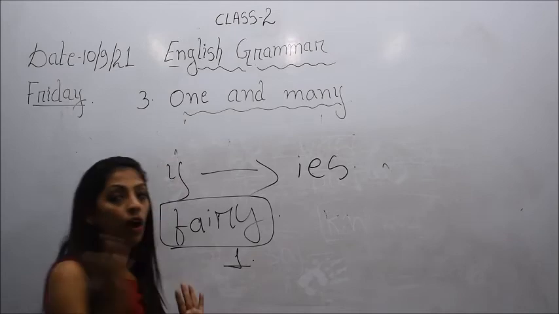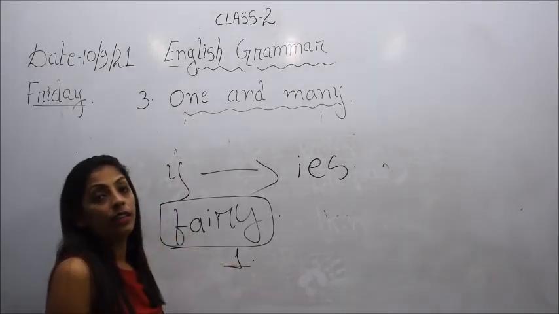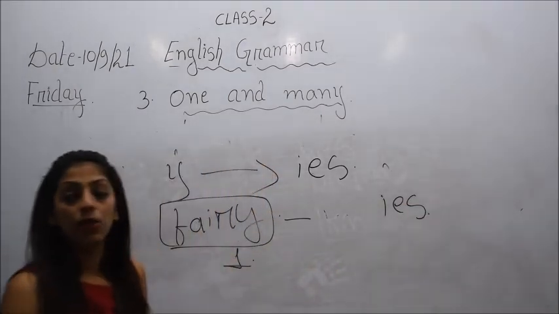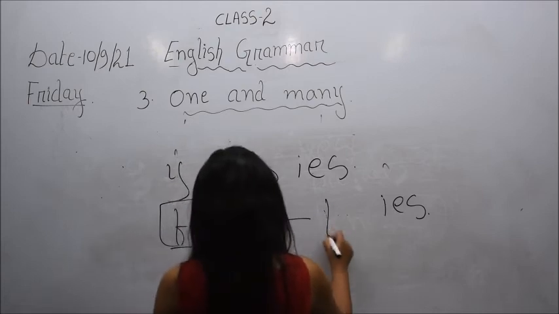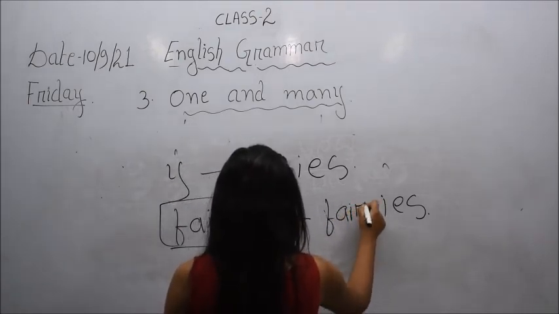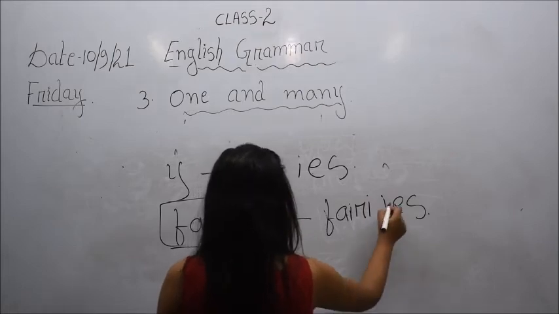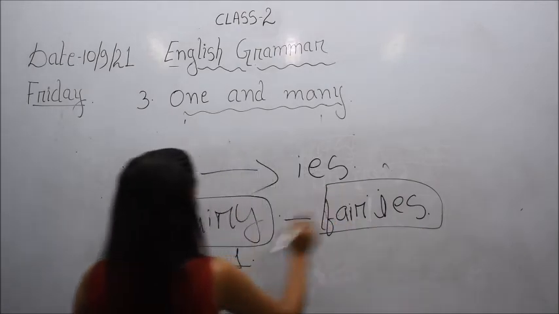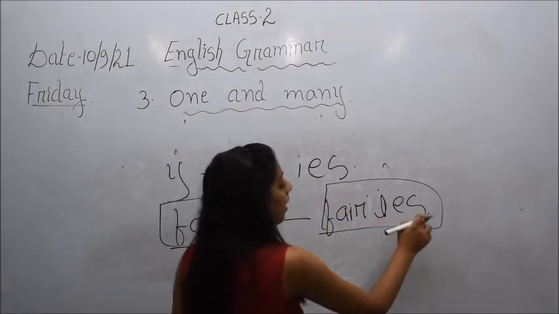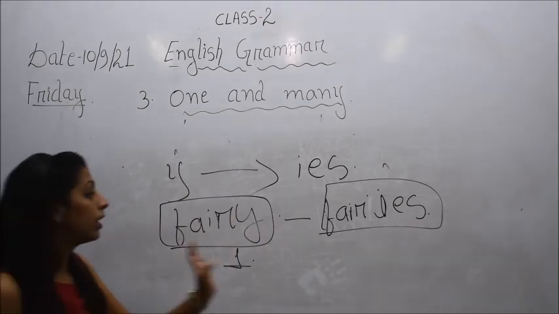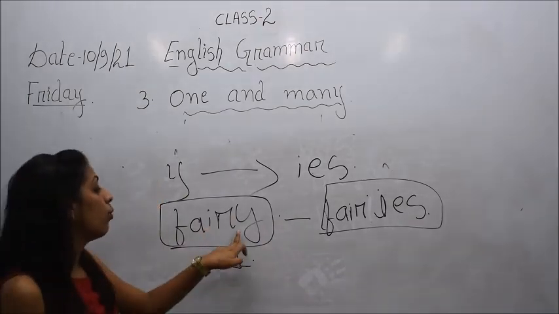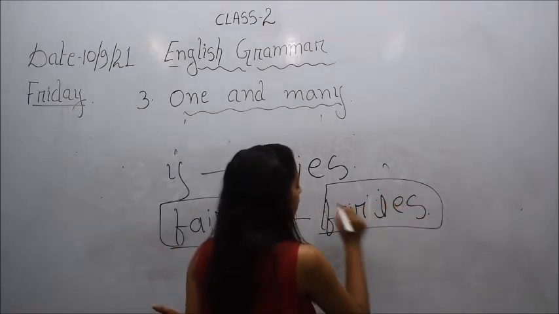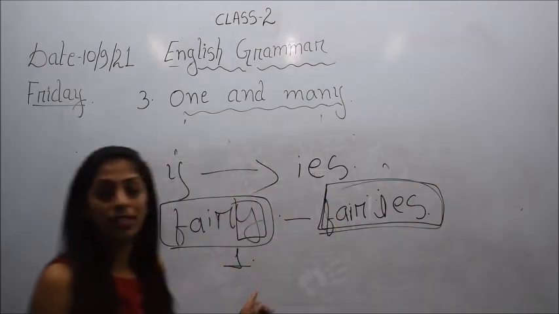But if you are asked to talk about more than one fairy, then what will you do? You will add ies. So where will you add ies? To fairy, I-E-S, fairies. You will replace Y with I-E-S. So here is something that you need to keep in your mind. This Y will be replaced by I-E-S. Fairies. So is it clear, children?